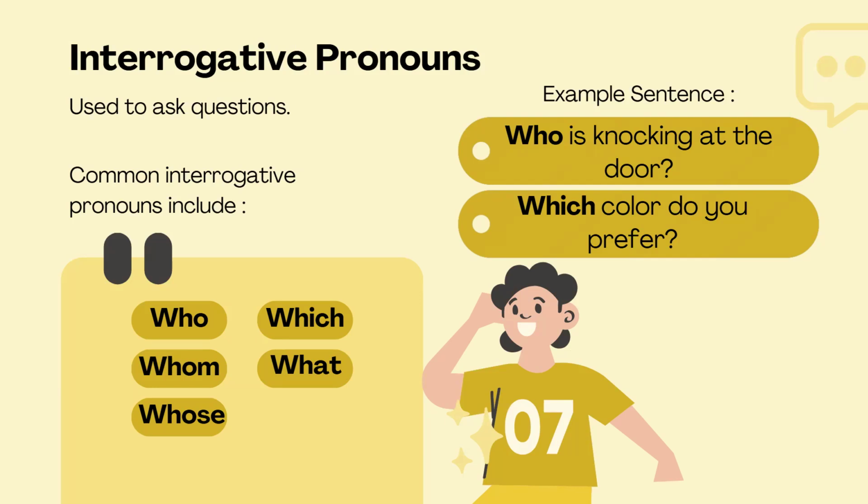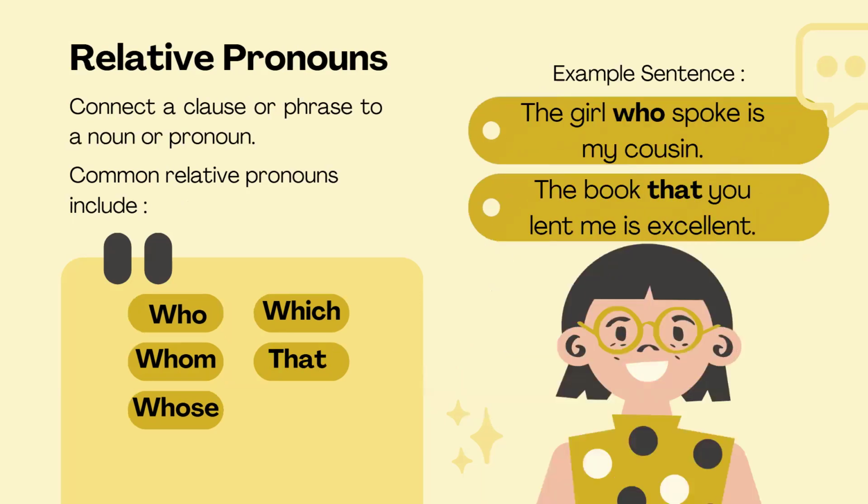So now we are moving on to relative pronouns. Relative pronouns connect a noun to a relative clause, a phrase that describes or gives more information about that particular noun. The basic forms of relative pronouns are who, whom, whose, which, that. The girl who spoke is my cousin. The book that you lent me is excellent.